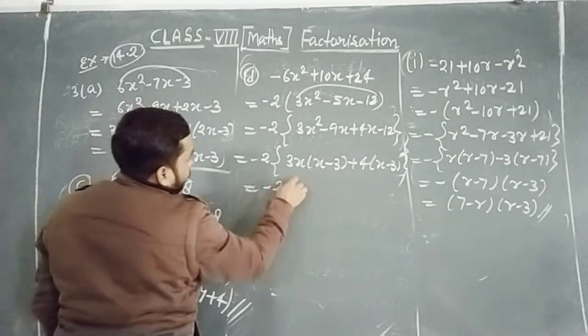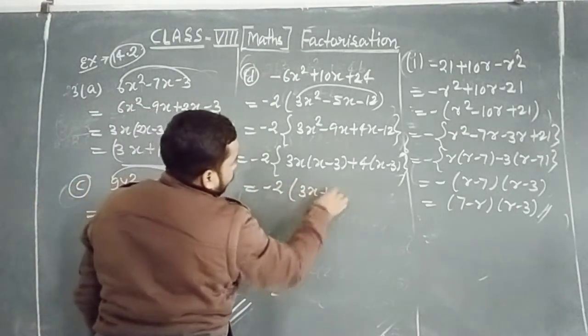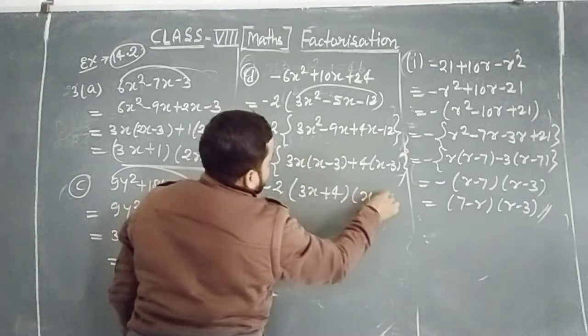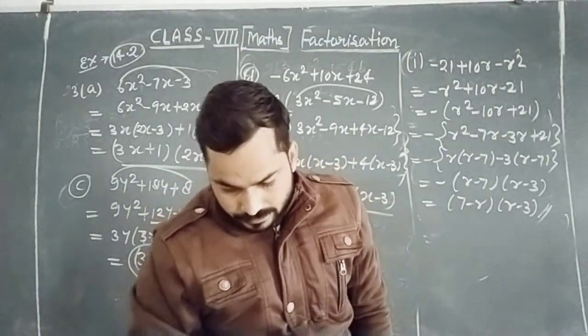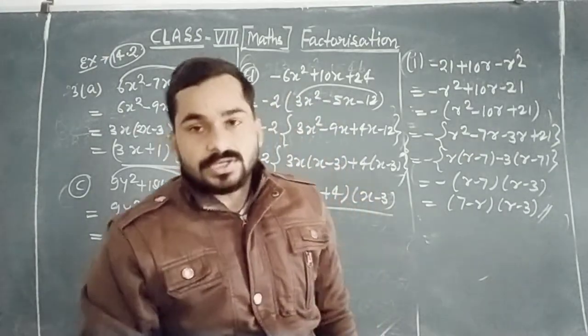So factors are 2 bracket 3x plus 4 and x minus 3. Option 3 is correct.